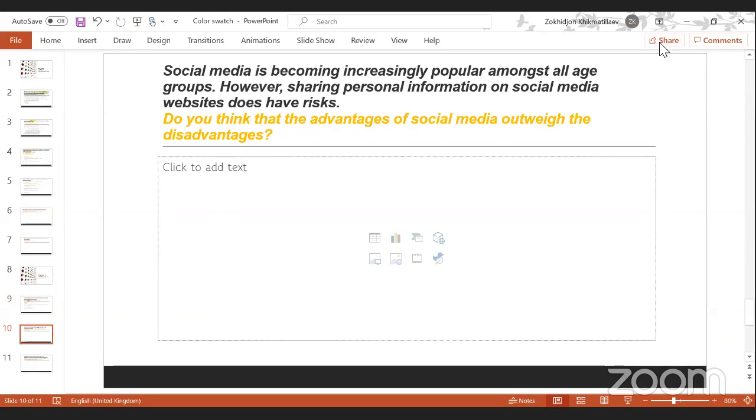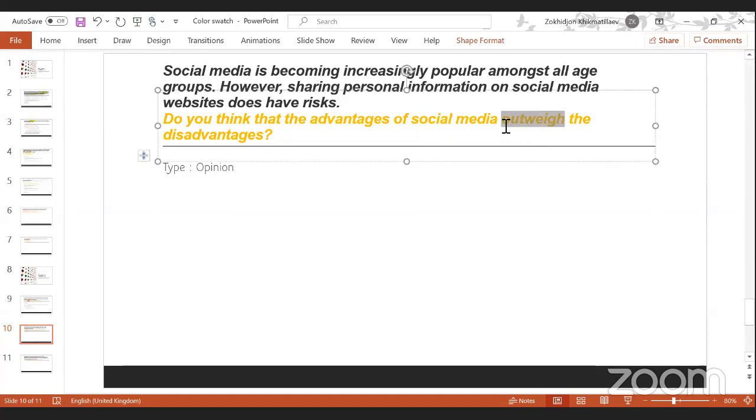Next one. Social media is becoming increasingly popular amongst all age groups. However, sharing personal information on social media websites does have risks. Do you think the advantages of social media outweigh the disadvantages? What type of essay is it? Opinion, disadvantages, advantages, pros, cons.